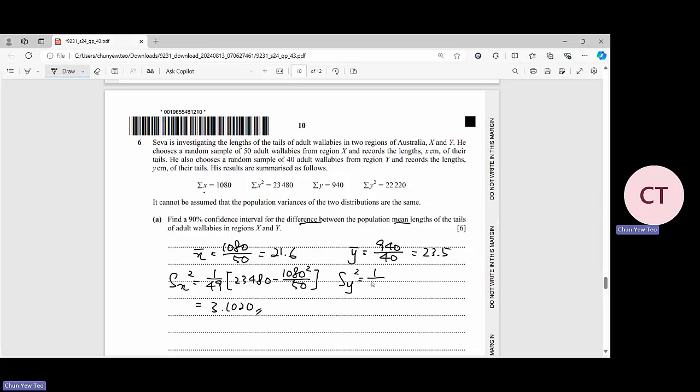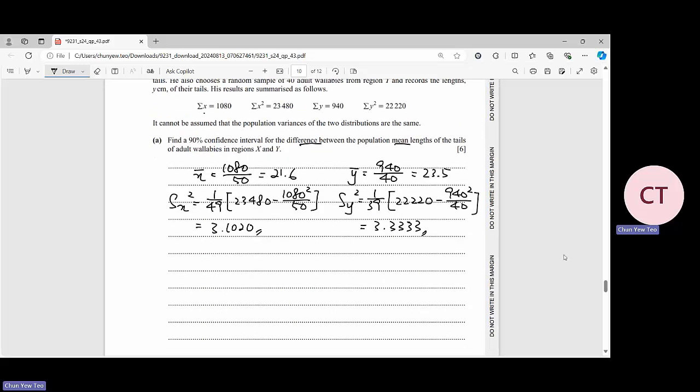Then the same thing happens for SY squared. It will be 1 over 39, times 22220 minus 940 squared over 40. So press the calculator, you get this as a decimal. So now we need to combine them, the combined variance.